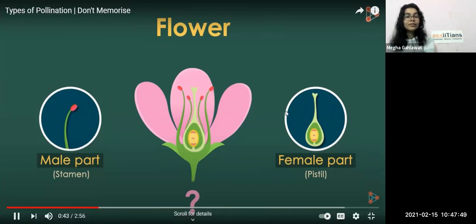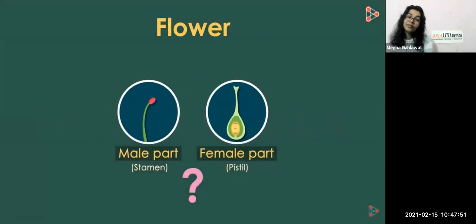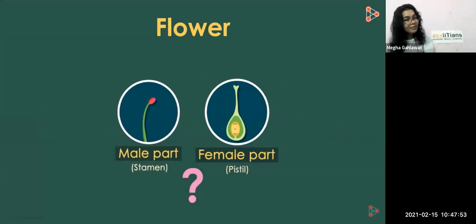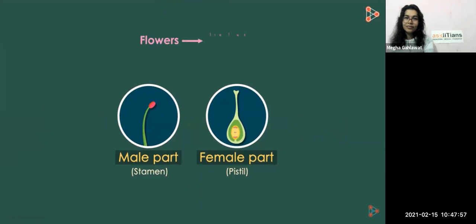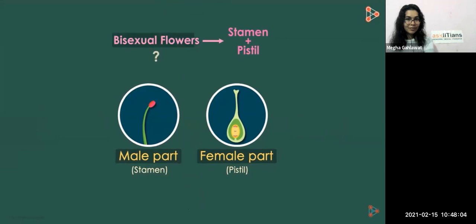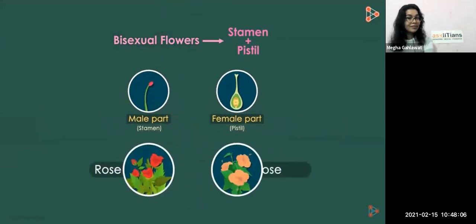Some of them do. What do we call the types of flowers which possess both the male and the female floral parts together? Flowers which contain both stamen and pistil together are called bisexual flowers. Can you name a few examples of such types? Rose, China rose are a few in this category.